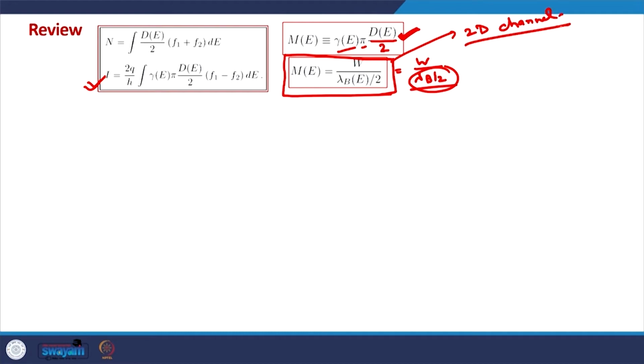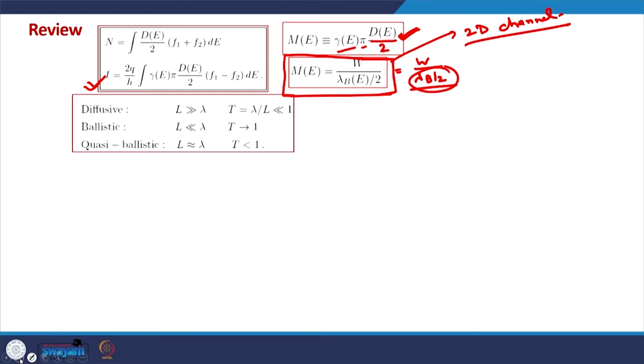Okay. So after this discussion, we saw that we need to introduce the transmission coefficient in the case of diffusive transport, and the transmission coefficient is always less than 1. Building on the same lines, the transmission coefficient for the ballistic transport approach is 1, and for quasi ballistic systems, which means that when the length of the channel is of the same order as the mean free path, this is less than 1, but not far away from 1. It is actually quite close to 1, but less than 1.